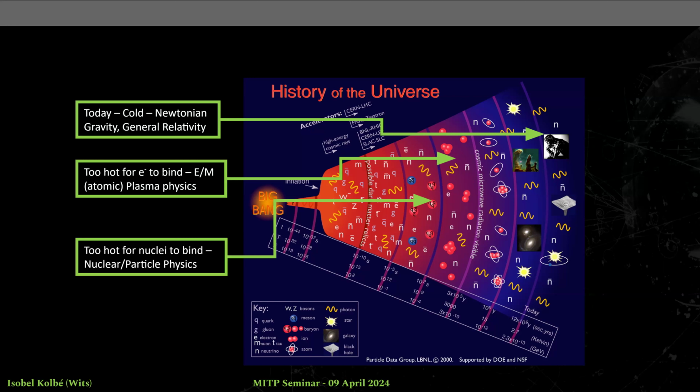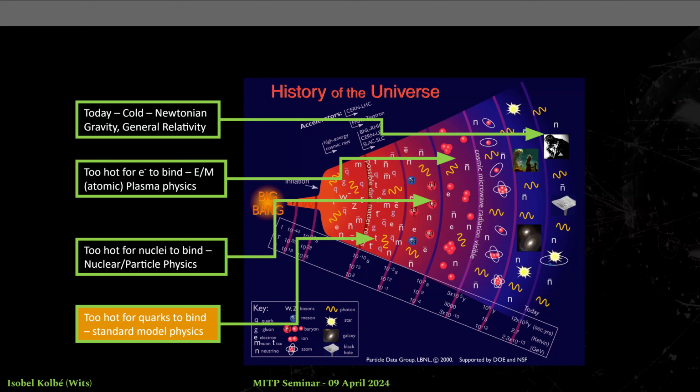But if you go even further back, now we're at about a tenth of a second in the history, or 10 to the minus 5 seconds. At this point it's so hot that the atoms can no longer bind, and the nuclei can't bind either. So you just have freely moving protons and neutrons. Then if we go one step further back, now we're at a microsecond after the Big Bang, and everything here is this quark-gluon plasma. The nucleons are no longer able to bind either. It's now so hot that you're left with just quarks and gluons, and then all the other standard model particles hanging on.